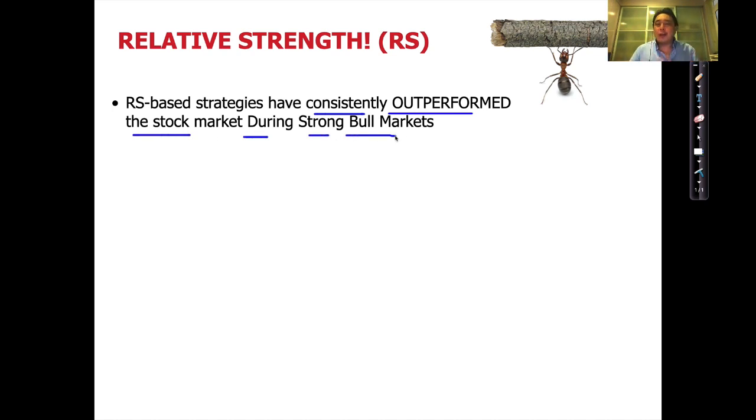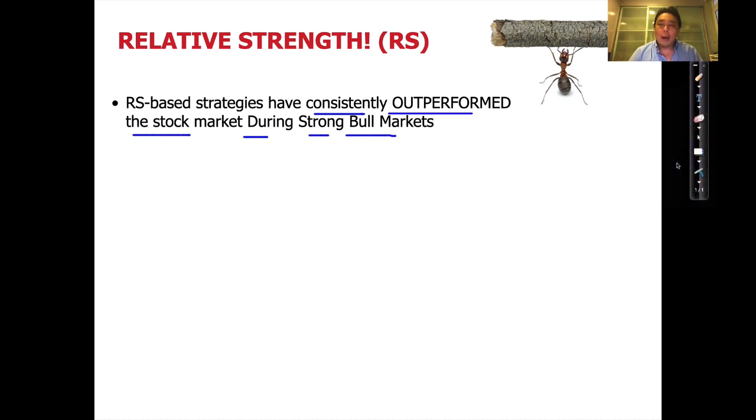Research has shown that relative strength-based strategies have consistently outperformed the stock market during strong bull markets. When I first started trading many years ago, I only looked at relative strength. As long as it was high relative strength and I had a trade setup, boom, I went in and bought it. And it worked for a while, but there is a problem. Let me tell you the problem.